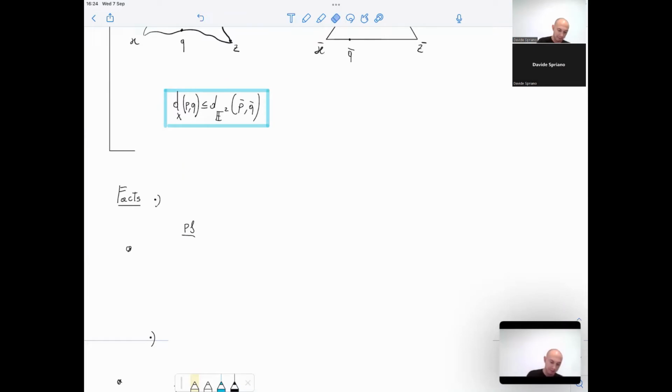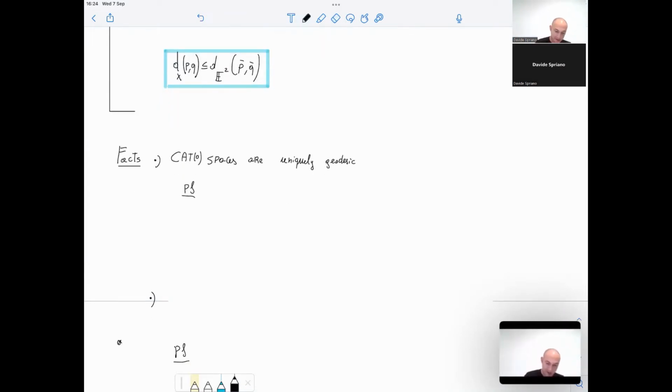So let me give you some facts with some proofs. The first thing is that CAT(0) spaces are uniquely geodesic. So between any 2 points, we don't just have that there exists a geodesic, but there exists a unique one. So here is the proof. I have X and I have Y, which are 2 points in my CAT(0) space, and suppose that we have 2 different geodesics, alpha and beta. Well, now let's consider the triangle with sides alpha, beta, and just y.